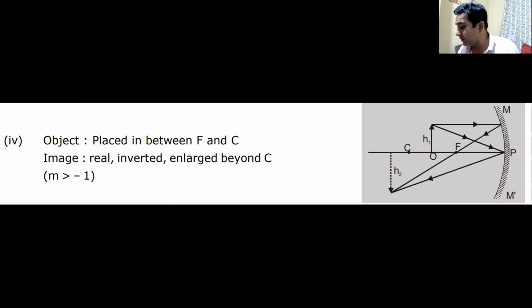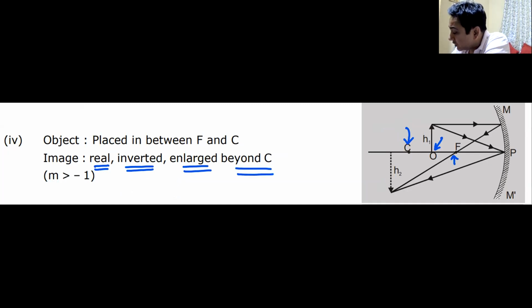Okay. Then comes the next case where the object is placed between C and F. As you can see, this is your center of curvature. This is your focus. The object is placed at this point between center of curvature and the focus. The image that you can see is real. It is inverted and it is enlarged. Now the image has become bigger than the object, and the image is formed beyond C. So the image is coming after C. The magnification is greater than minus 1.